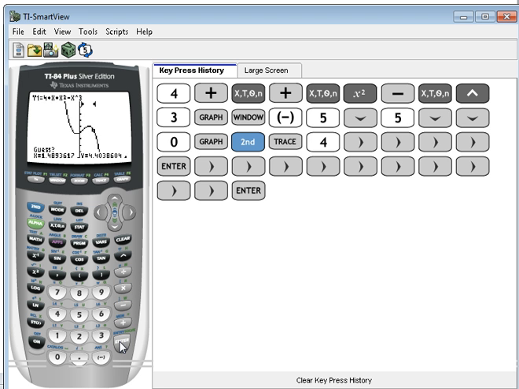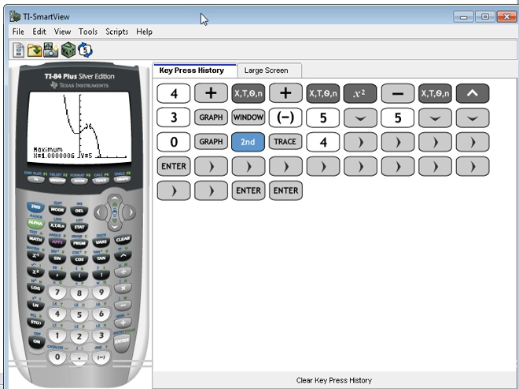We can simply press enter, and we find that the maximum point occurs at x equals 1, and its value is y equals 5. There's a slight error on this because of the pixels, but to 2 or even 3 decimal points, the maximum is 5, and it occurs when x equals 1.